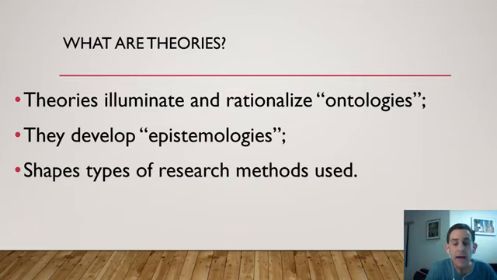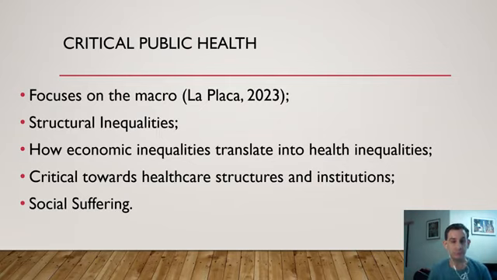And as you probably know, epistemologies are the theory of knowledge. How do we know something? How do we know how something happens? And of course, this then goes on to shape the types of research methods used. So social science theories allow us to look at ontologies, then epistemologies, and then that often influences the types of research methods that we use in order to study society and global public health as well.